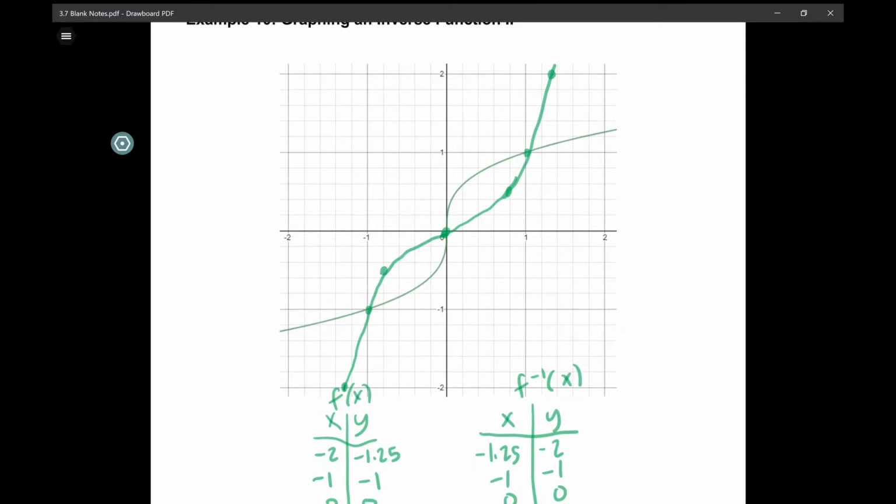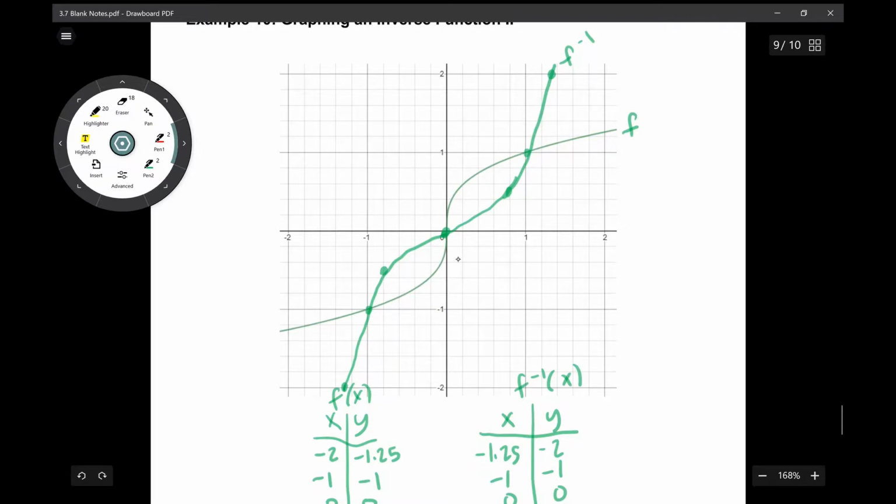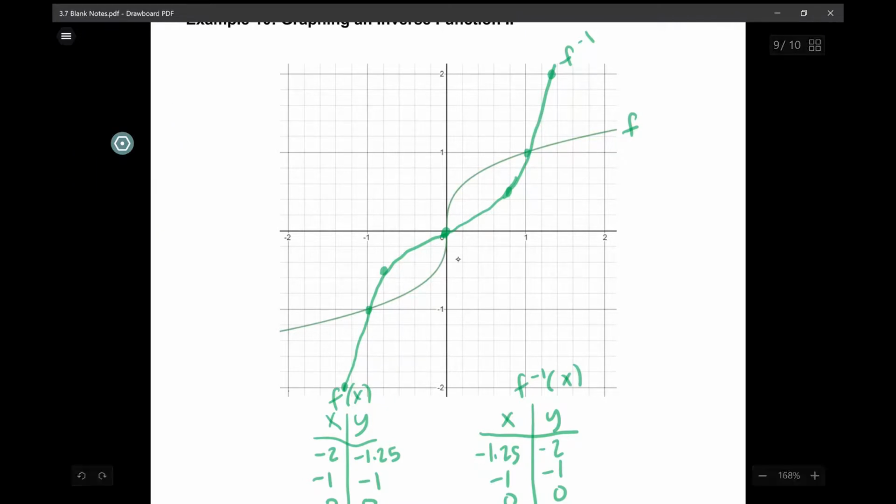So is there something you notice about the graphs of the inverse function and the original function? Hopefully, or maybe not, you might notice that they reflect about the line y equals x. So here's the line y equals x. And the graphs are going to be reflections across this line.